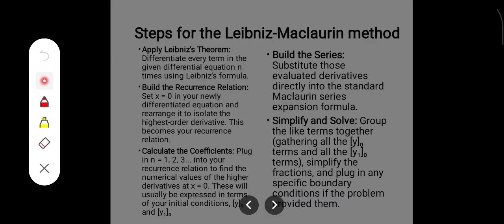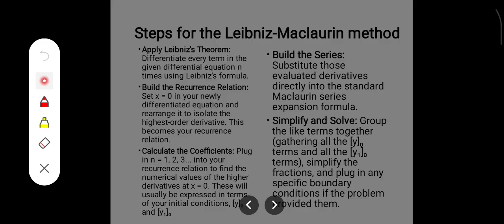So I've highlighted the steps for the Leibniz-Maclaurin's method. Step 1 is to apply Leibniz theorem, just like we have learned in the previous lesson. We differentiate every term in the given differential equation nth times using Leibniz formula. Then we build the recurrence relation, that is, we set s to 0 in our newly differentiated equation and we arrange it to isolate the highest order derivative. This becomes your recurrence relation.